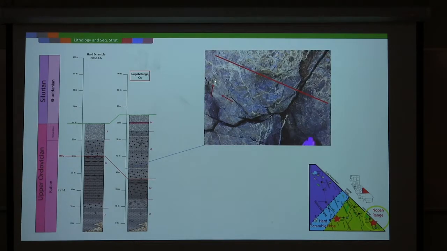Moving a bit upwards above that oncoid shoal, we move into a brecciated horizon of about 1 meter thick. This brecciated horizon is important because it means that we've subaerially exposed our carbonate ramp, or moved sea levels down beyond Nopah Range to where there's no longer carbonate deposition occurring. However, since we're seeing these packages reoccur, it means that sea level is moving up and down within Nopah Range. But note that Hard Scramble Nose is not really seeing any brecciation at this point.